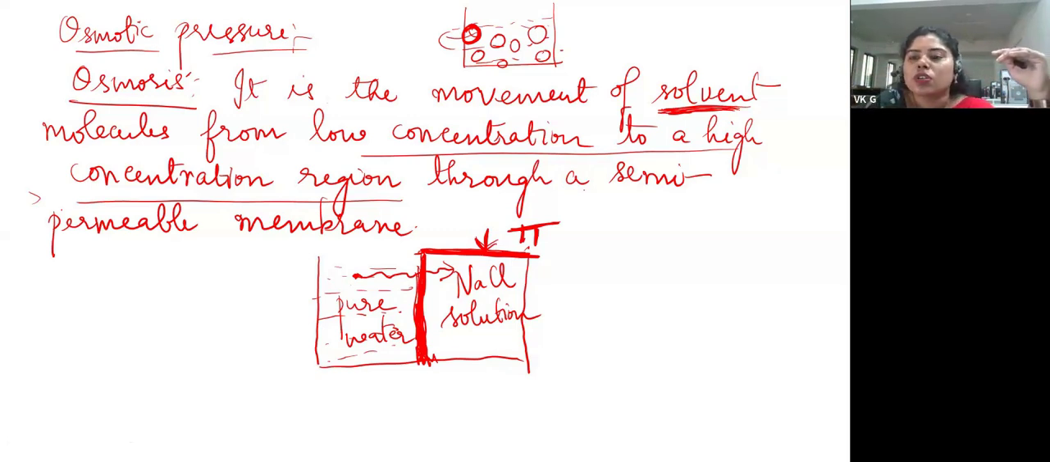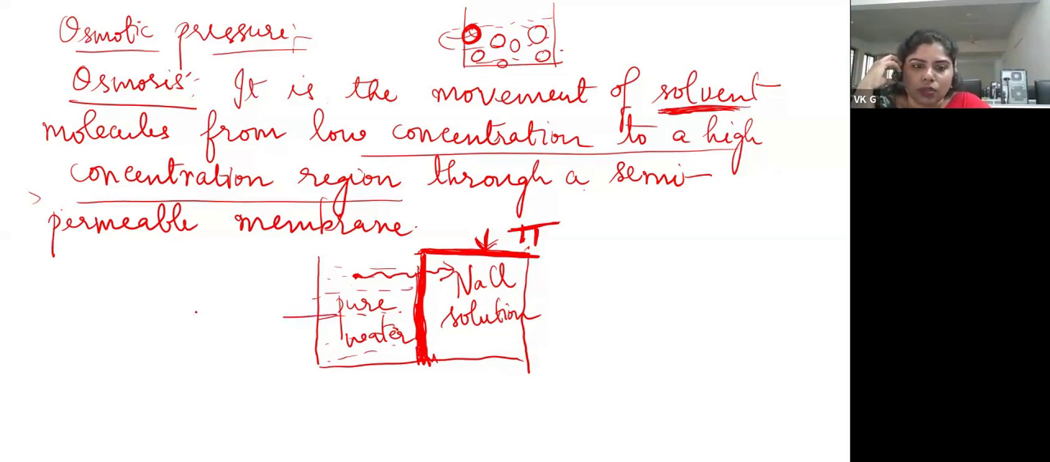So it is called no osmosis happening. The movement of solvent molecules is not happening from left hand side to right hand side, right? Or low concentration to high concentration. Why? Because you just apply pressure. So what do we call it? An osmotic pressure. The pressure applied onto the solution.